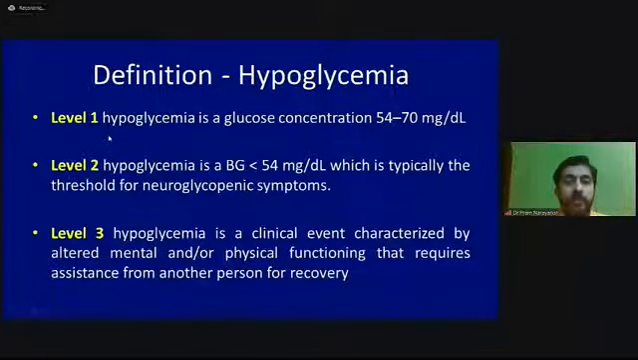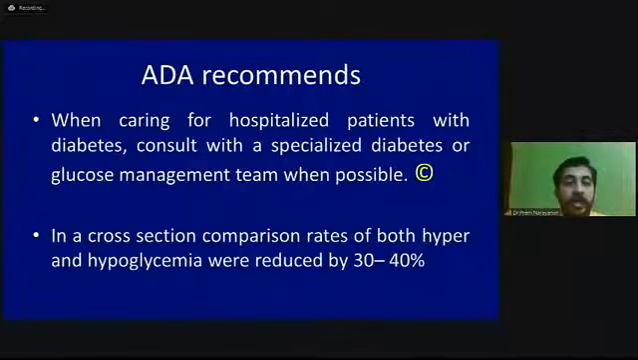Now, the definition of hypoglycemia. Level 1 hypoglycemia is a glucose concentration of 54 to 70, or less than 70. Level 2 is a blood glucose less than 54, which is typically the threshold for neuroglycopenic symptoms. And level 3 is any level of biochemical value characterized by altered mental and or physical functioning that requires assistance from another person for recovery. So these are the ADA suggested levels of hypoglycemia.